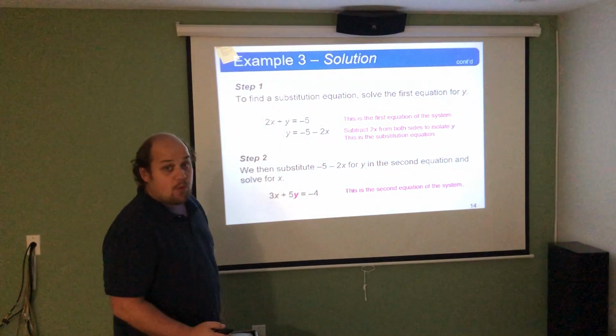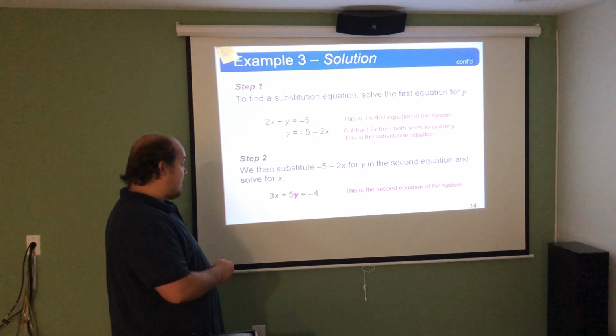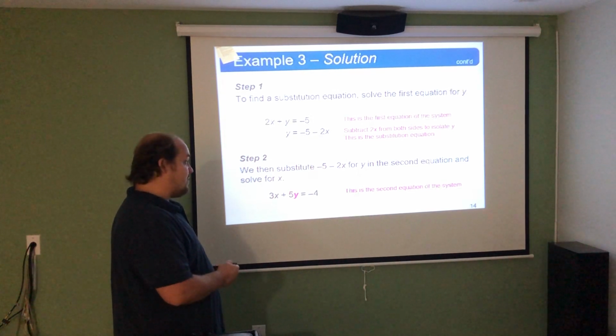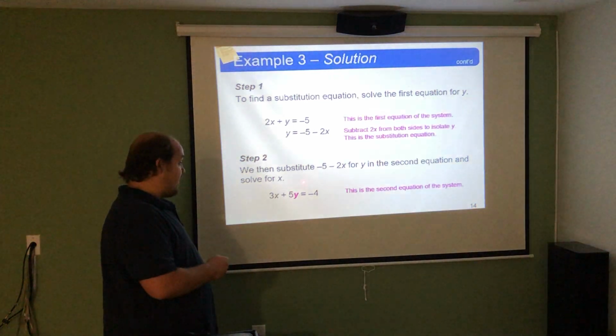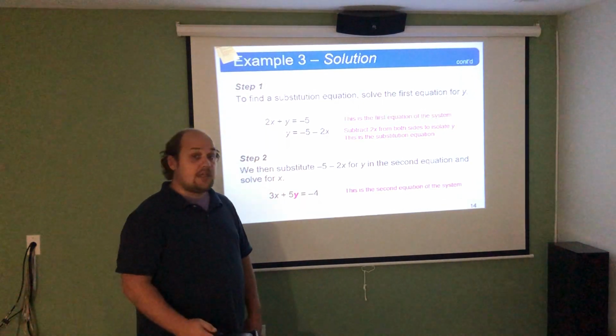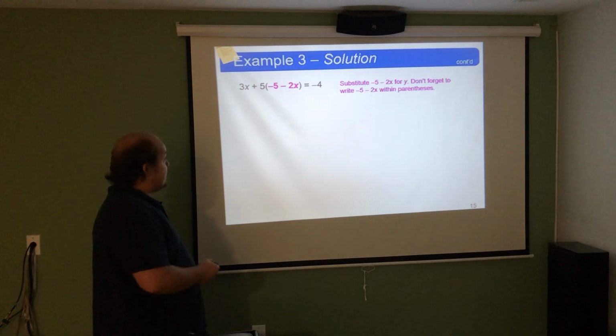So now remember that when we're putting in this -5 minus 2x, all of it has to be multiplied by this 5. It's not just this 5 times the -5, it's this 5 times the -5, and then this 5 times the -2x. That's why when I substitute in, I like to put parentheses around what's coming in to make sure I remember to do the distributive property. So here's the parentheses.